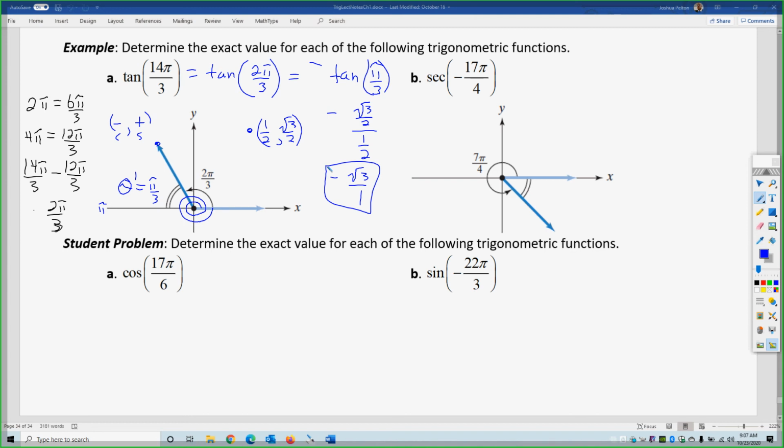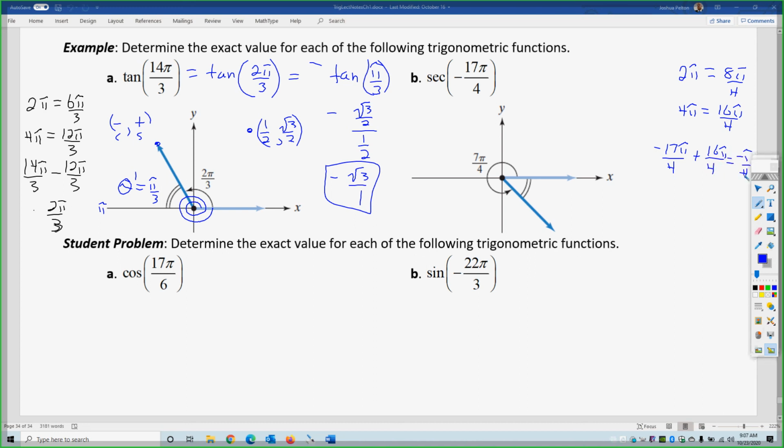So the next one, 17 pi over 4. So in this case, 2 pi is the same in terms of fourths as 8/4. So 4 pi is the same as 16/4. Correct? So that's 2 times around. So if I have negative 17 pi over 4, and I add to that the 16 pi over 4, I'm going to get a negative pi over 4 left over. Okay? All right, so what does that mean?